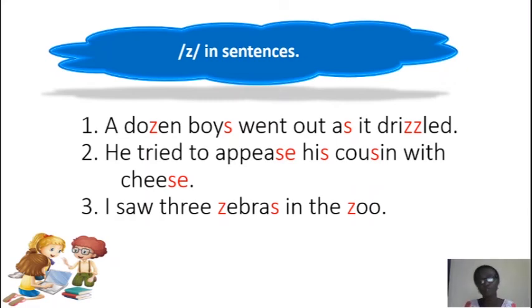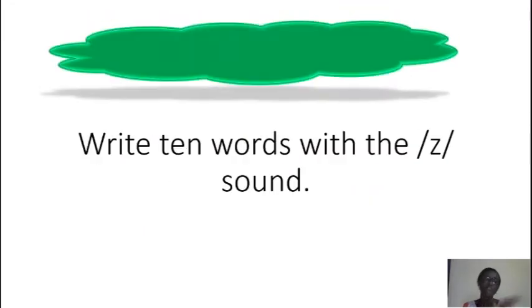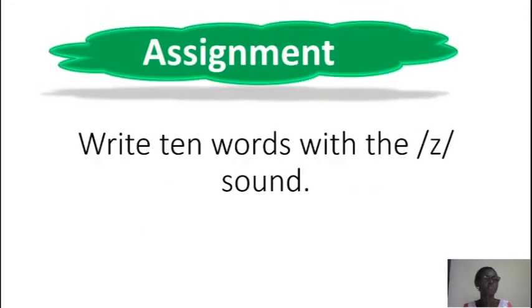Quite easy, right? Having understood this, I believe this assignment will be very easy for you to do. Just write 10 words with the Z sound. By the way, I don't want Z only at the beginning of the words, only at the medial position, or only at the end, so you're going to mix it. And I don't want only letter Z. I need letter Z, letter S, SE, and letter X. So try to mix everything up. You're giving me 10 words with the Z sound at different positions.